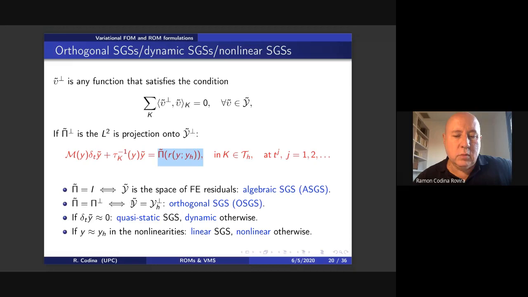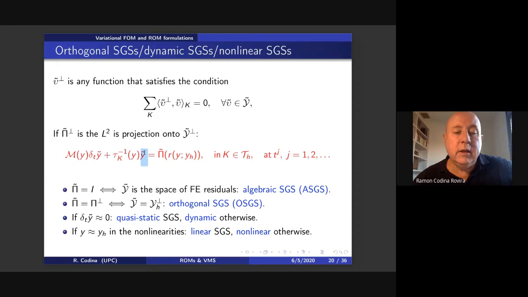As I mentioned, we don't neglect the time derivative of the subgrid scales. If you do, you get what we call quasi-static subgrid scales. If not, we call the subgrid scales dynamic. And we have found that very, very important in the applications. Finally, the third option is the one that I already described briefly before. You can approximate y by yh in the nonlinearities. That is what we call linear subgrid scales, or you can keep the nonlinearity. You can replace y by yh plus the approximation to y tilde that we have from this equation.